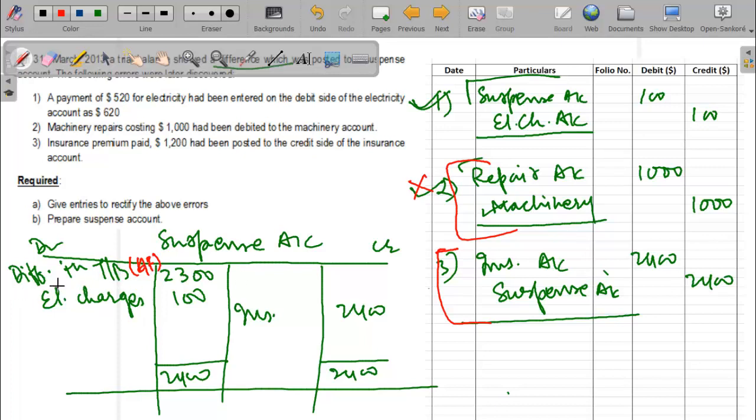In the question it was not given with how much amount the suspense account was opened, so that amount we have now computed. By preparing the suspense account, we have identified that in the trial balance the suspense account was opened with $2300. So, understood how to rectify the errors and how to prepare the suspense account?